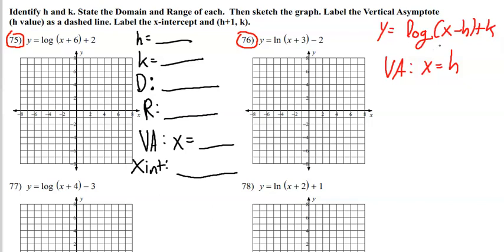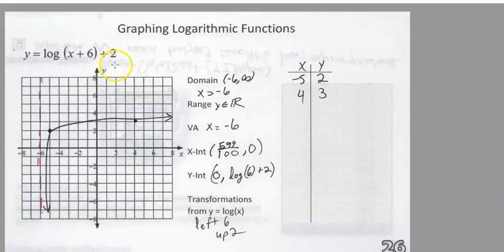We have y equals log of x minus h plus k, and the vertical asymptote will be at x equals the h value. So if you go to your Expo's manual notes from the rubric on Canvas, you can see this first question already done for you. y equals log of x plus 6, plus 2. And from the parent function, it goes left 6 and up 2.